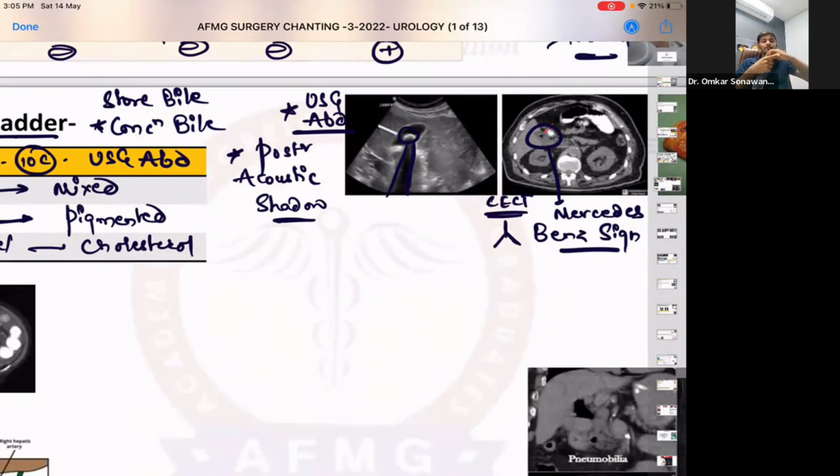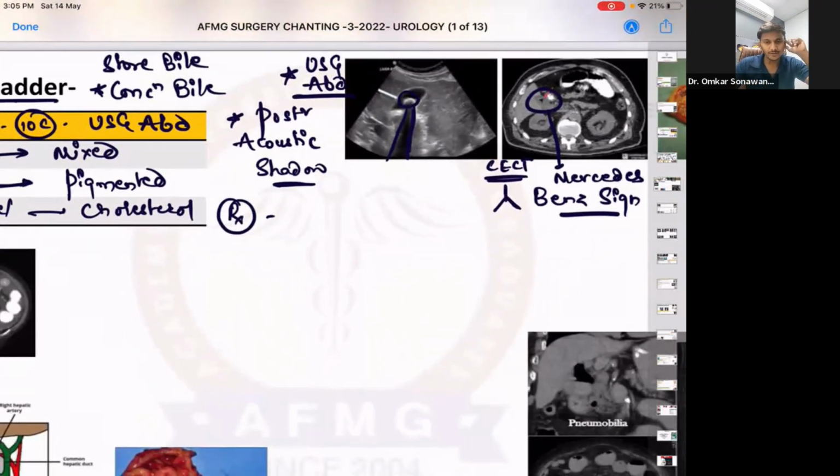Then what is the treatment of gallstones? The definitive management is laparoscopic cholecystectomy, because once gallstones are formed, there is a high risk of recurrence, and recurrence is very common. So we prefer definitive management, that is laparoscopic cholecystectomy, which is called lap chole.